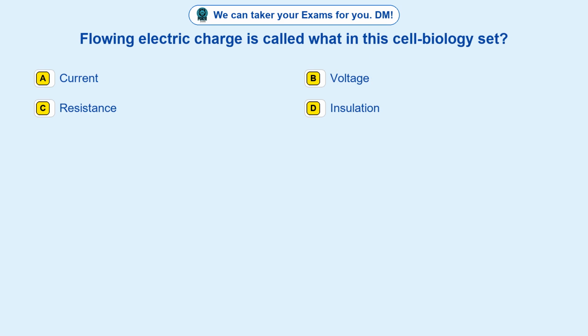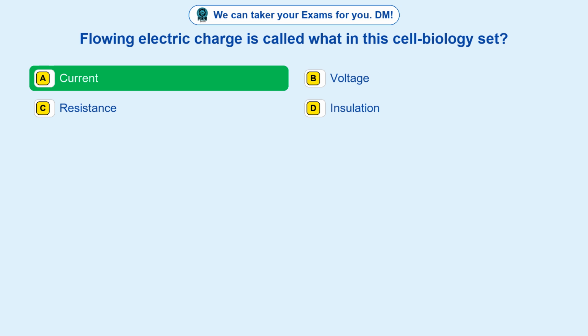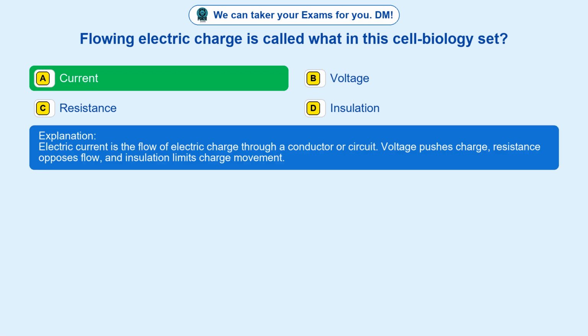Question 69. Flowing electric charge is called what in this cell biology set? Option A, current. Option B, voltage. Option C, resistance. Option D, insulation. The correct answer is option A. Current. Electric current is the flow of electric charge through a conductor or circuit. Voltage pushes charge, resistance opposes flow, and insulation limits charge movement.